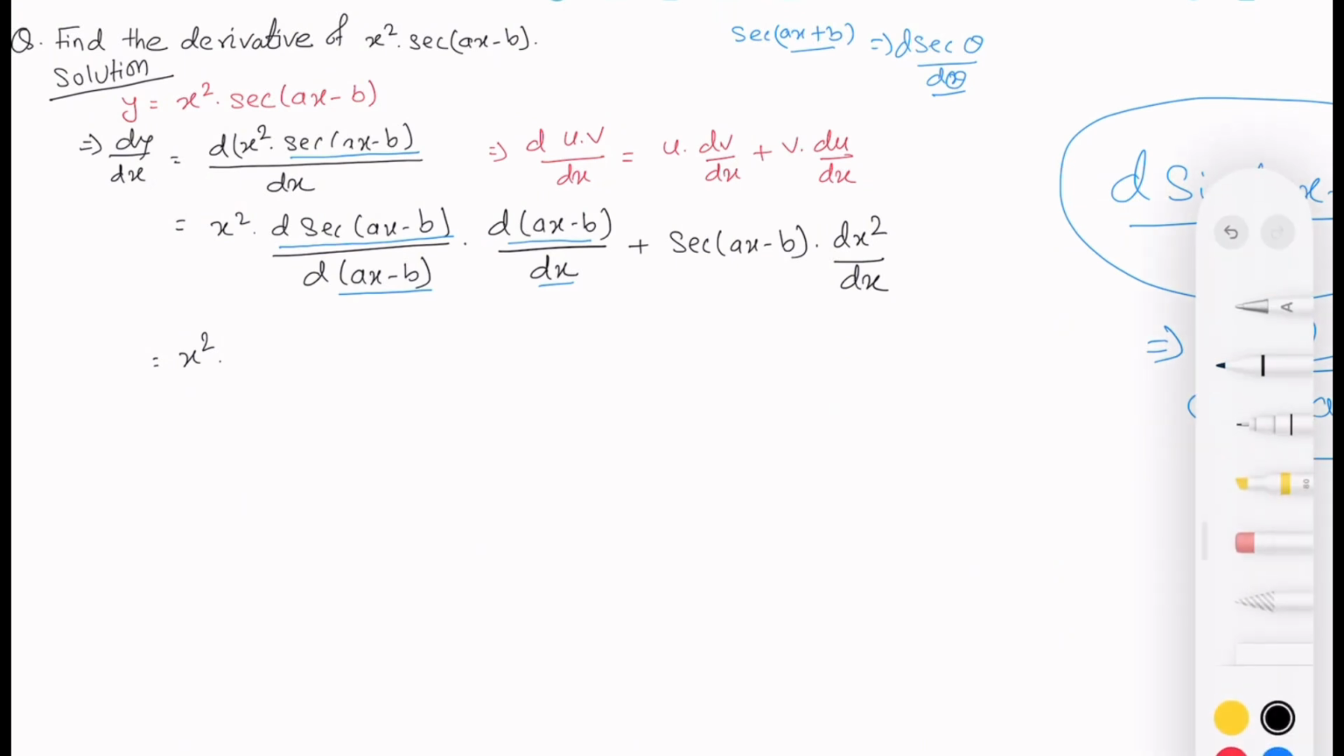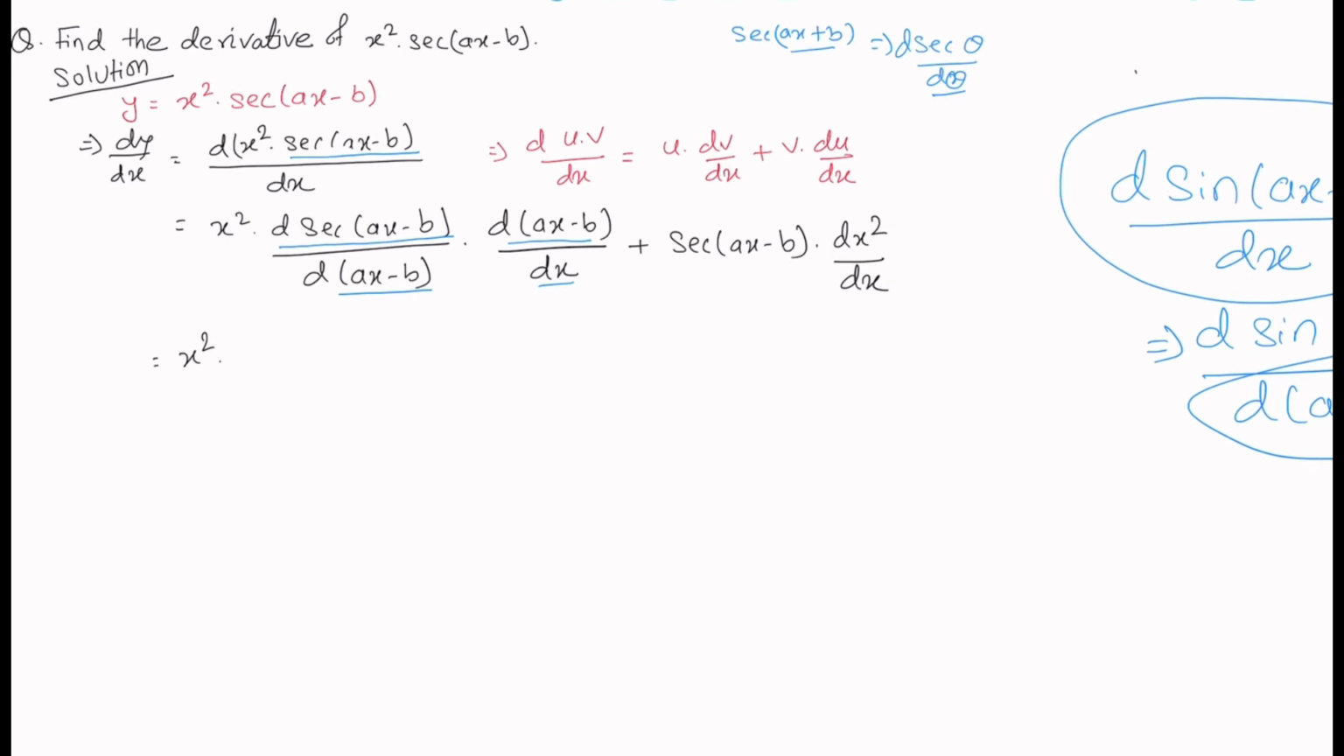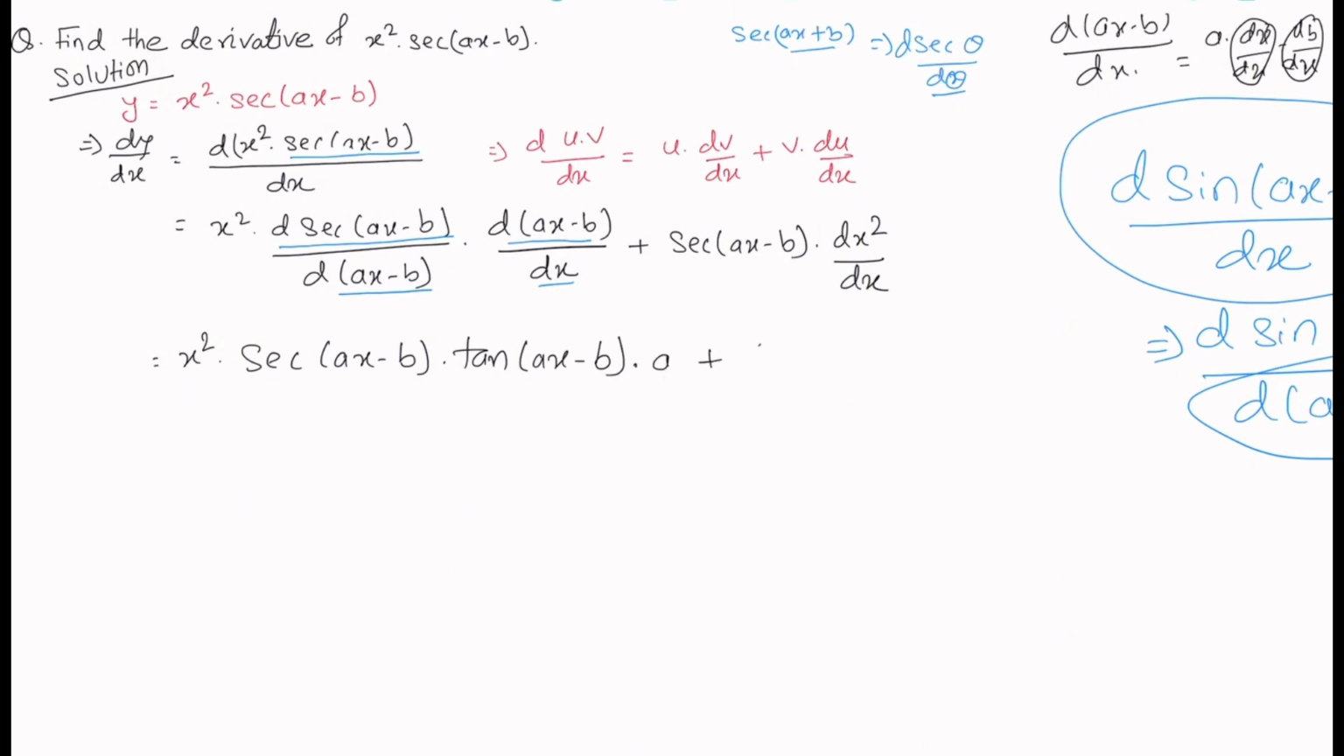Now proceed with the numerical. So we have derivative of sec(ax minus b) will be sec(ax minus b) times tan(ax minus b) times derivative of ax minus b upon dx, because we have to split this, we have d(ax minus b) upon dx. So we will write here a times dx upon dx minus derivative of b upon dx. So this gets 1 and this gets 0, so we will have here a.